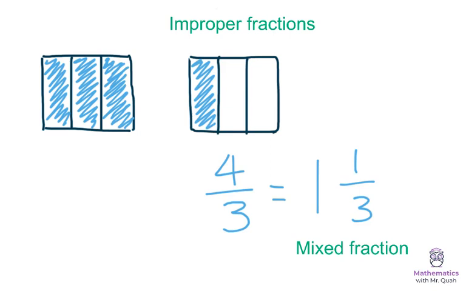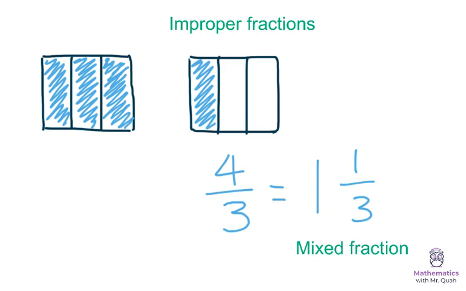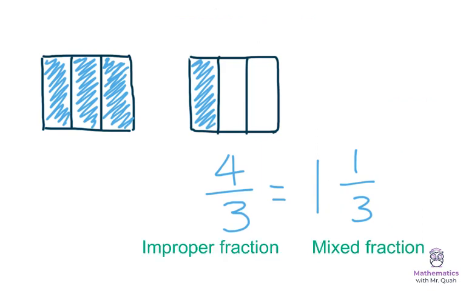And the reason it's called a mixed fraction is it is a mix between a whole number, which is the number 1 that is large at the front, and a proper fraction, which is the 1/3 that is next to it. So it's 1 1/3. It's a mix of whole numbers and fraction, or proper fractions. And we can continue this process on by counting on and on.